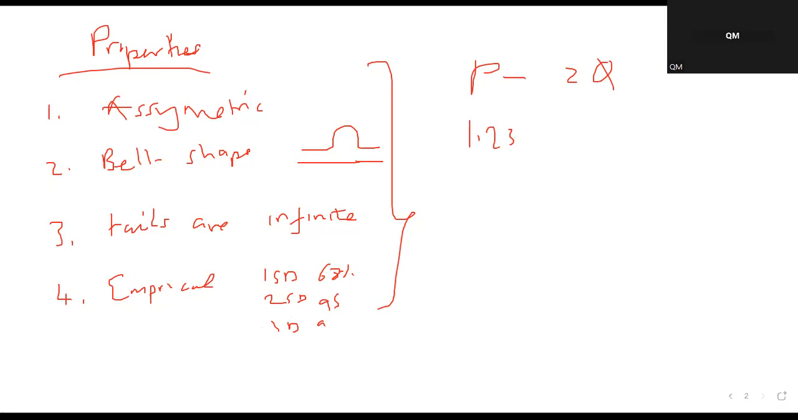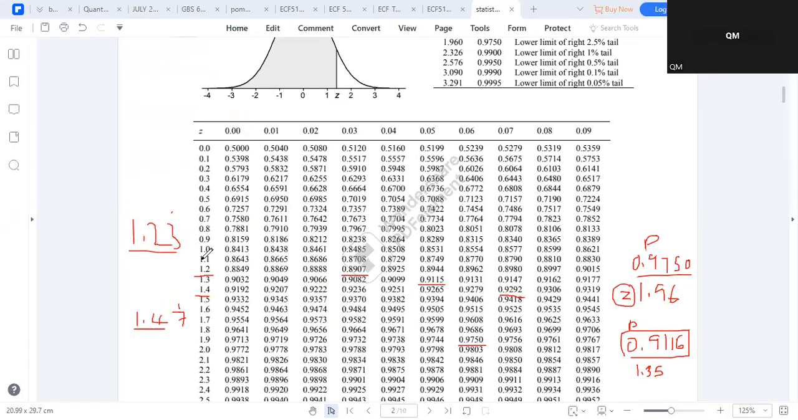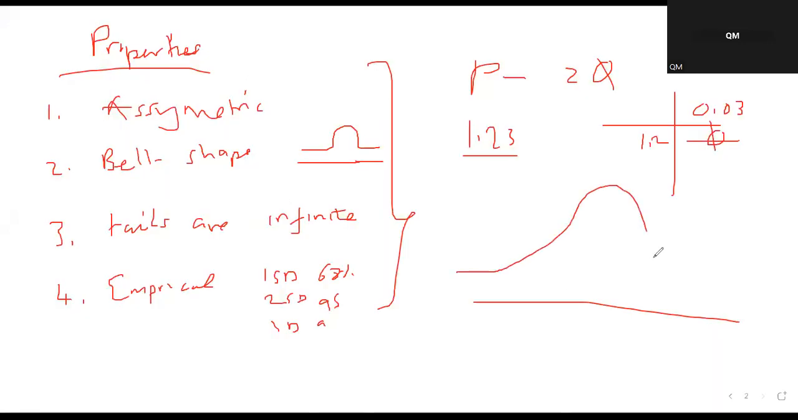All right, so we also learned how to read the tables. So we said if you have 1.23, we go under 1.2 and 0.03 where they meet. This is 0.8907. So this basically means that the probability, the proportion from 0 to 1.23, is 50% we know, plus this part there.